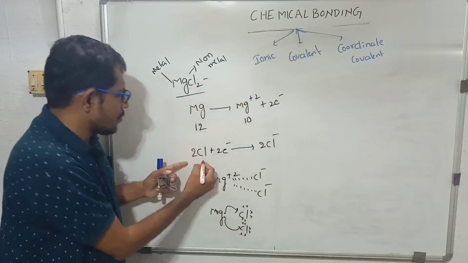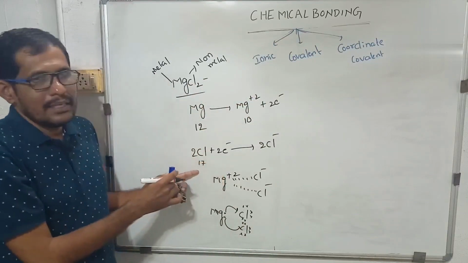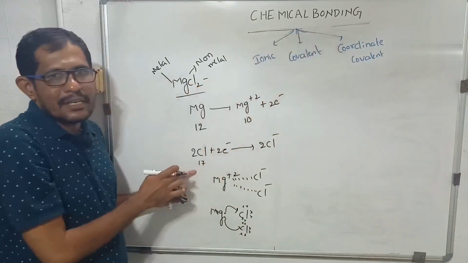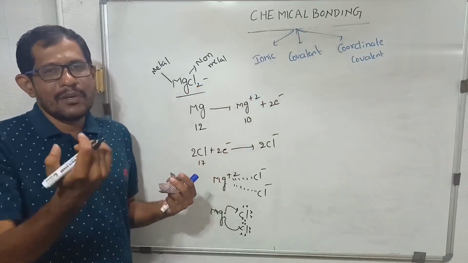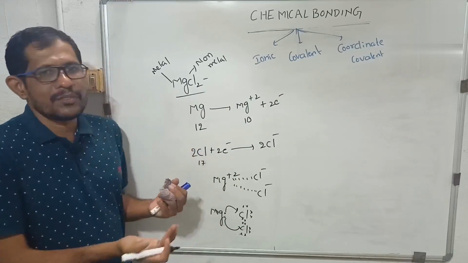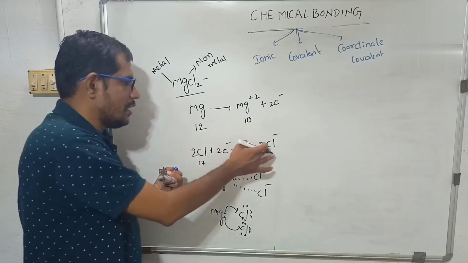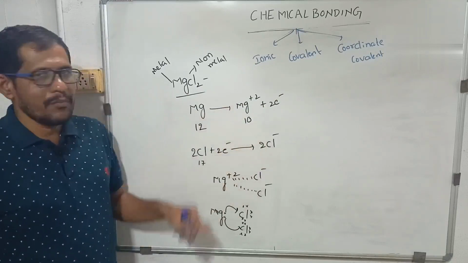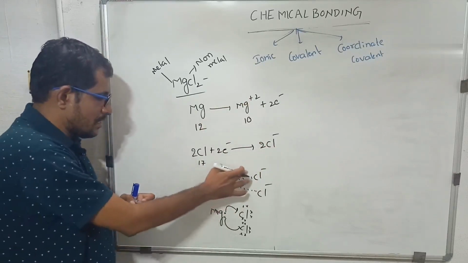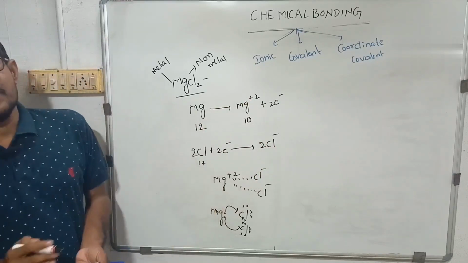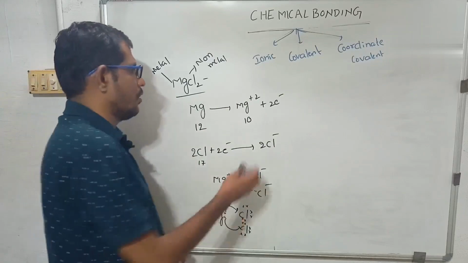Then the non-metal, chlorine, its atomic number is 17. Its nearest stable number is 18. So by getting 1 electron, it will become 18. Since there are 2 chlorine atoms, it is becoming 2Cl minus. Now we have positive and negative charges. So there is electrostatic attraction between them, and this is the formation of the magnesium chloride molecule.